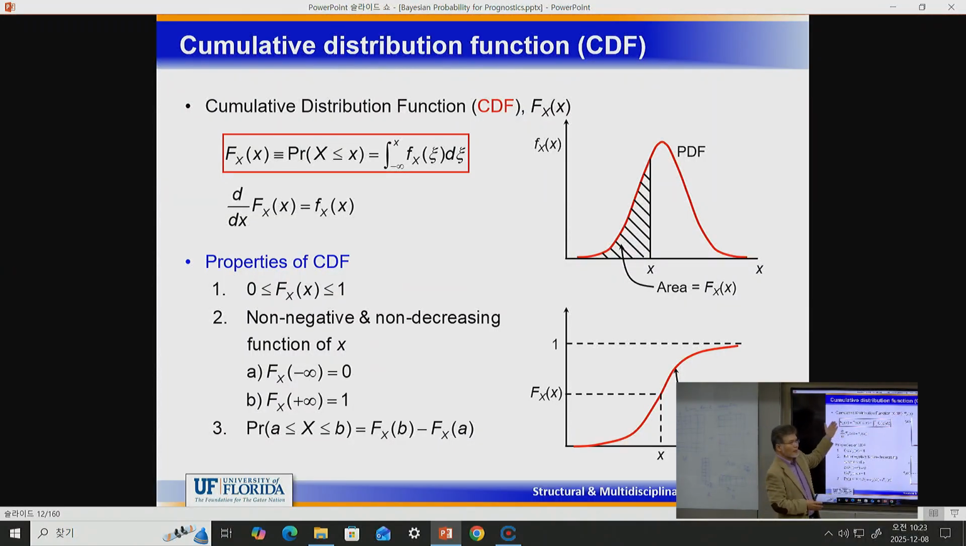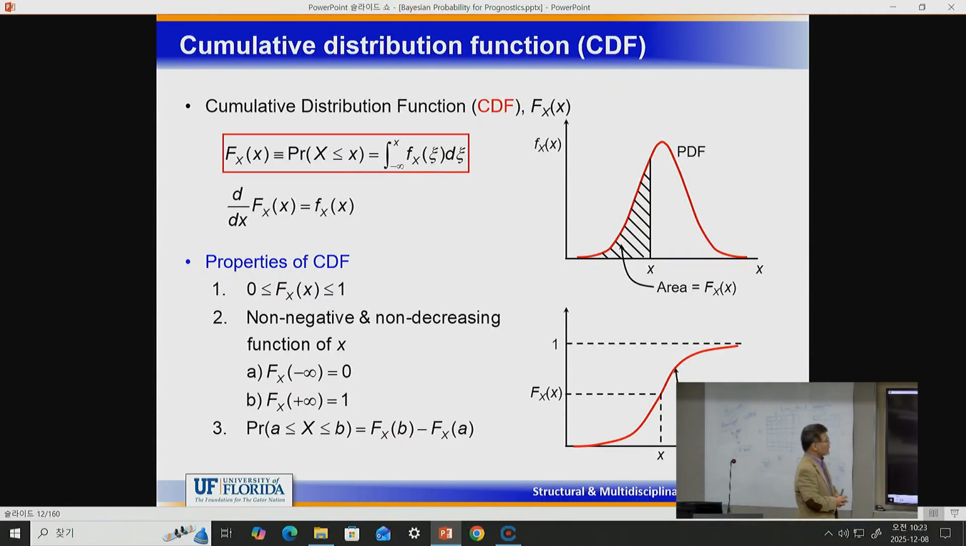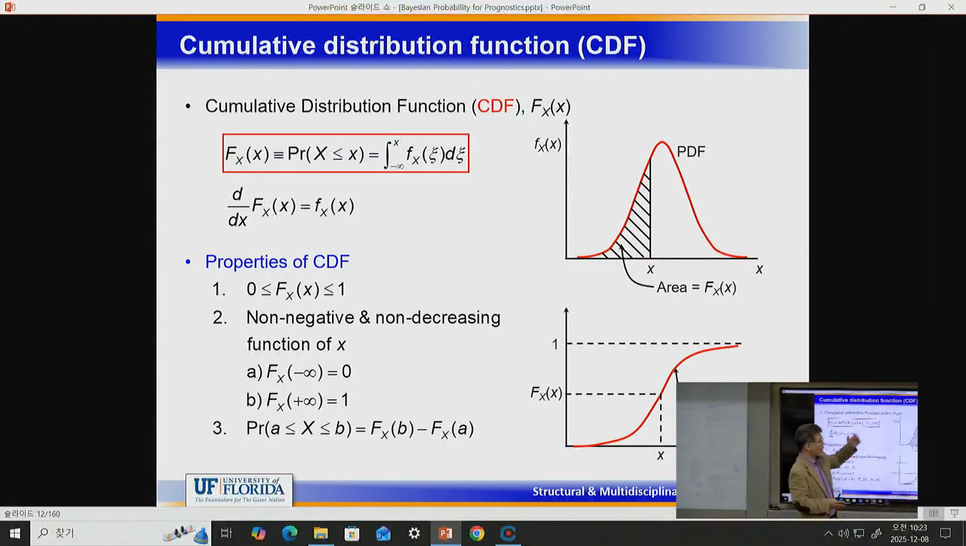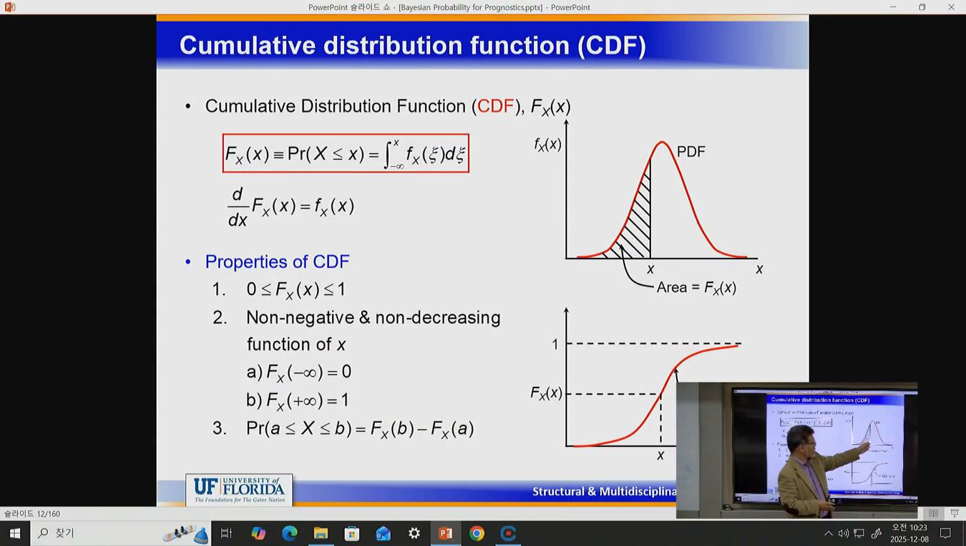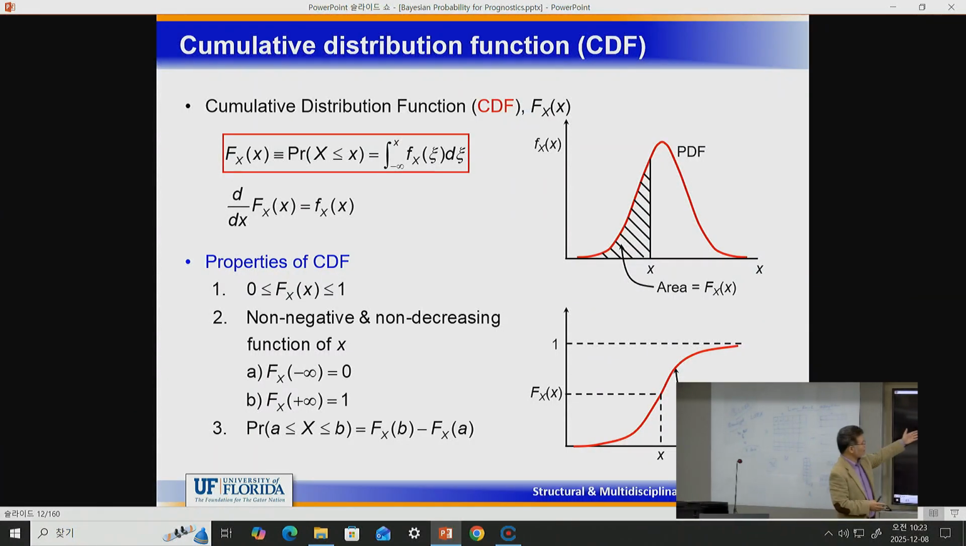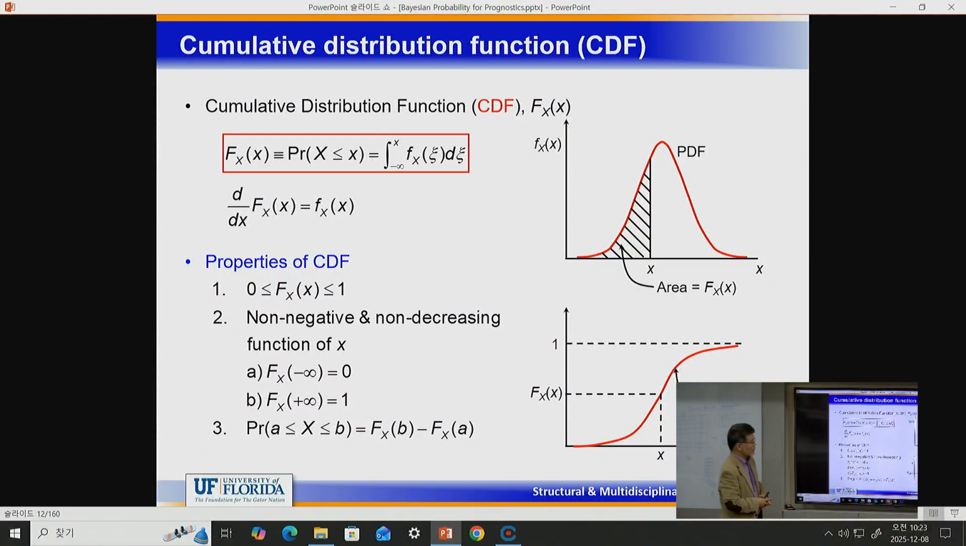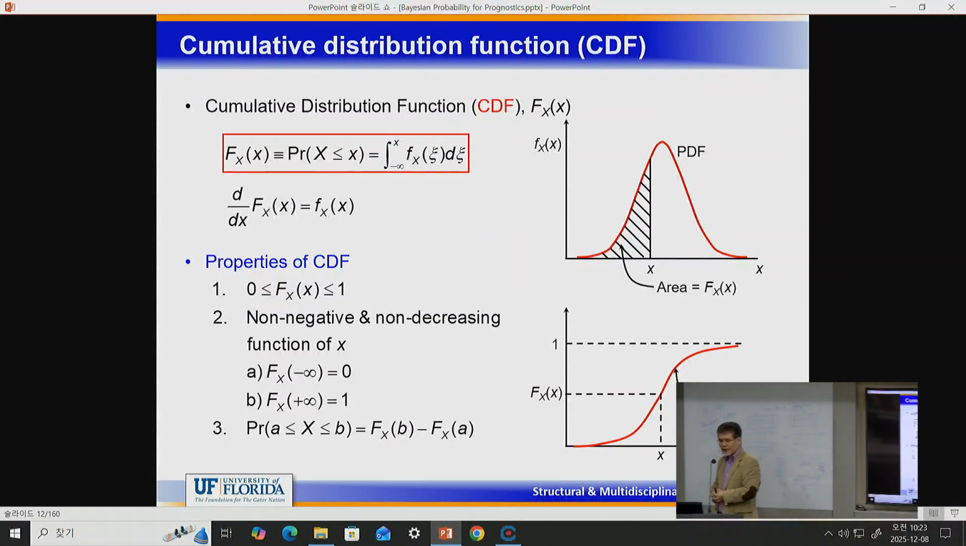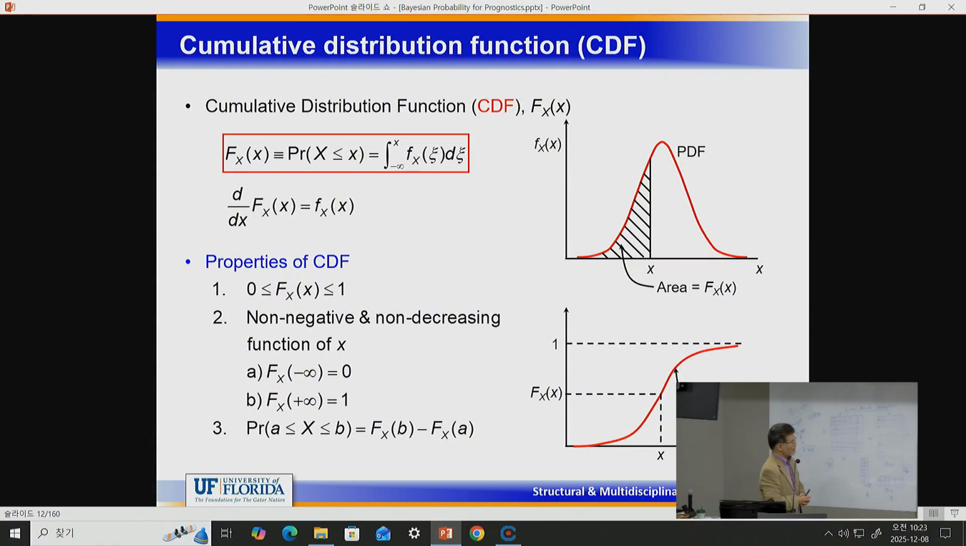By definition this means the probability that my random variable X is less than or equal to the small x, which is the integral from negative infinity to the current point x of the PDF, which is actually the area to the left of the PDF from negative infinity to the current point x. That's the CDF. If you differentiate the CDF with respect to x, then you recover the PDF. So the relationship between PDF and CDF is integral versus differentiation.